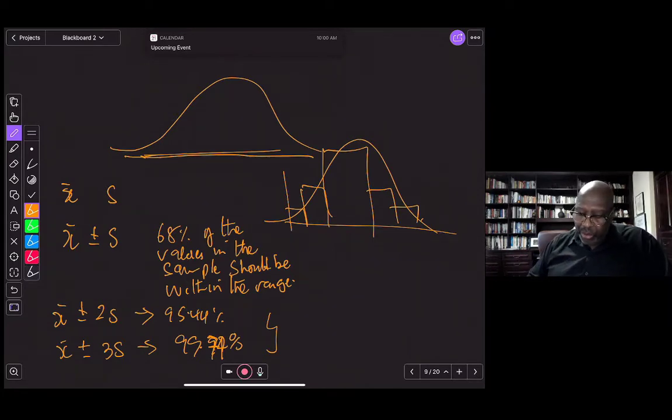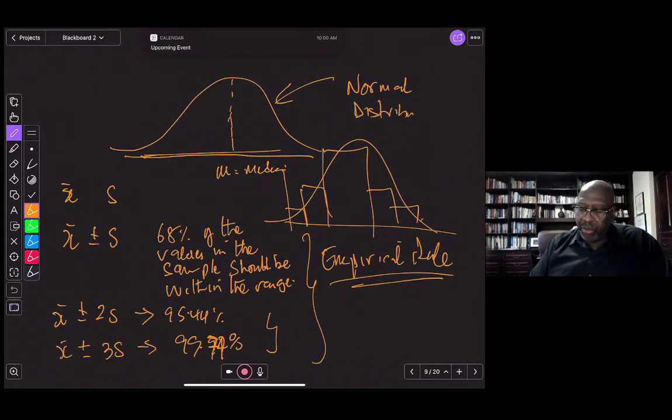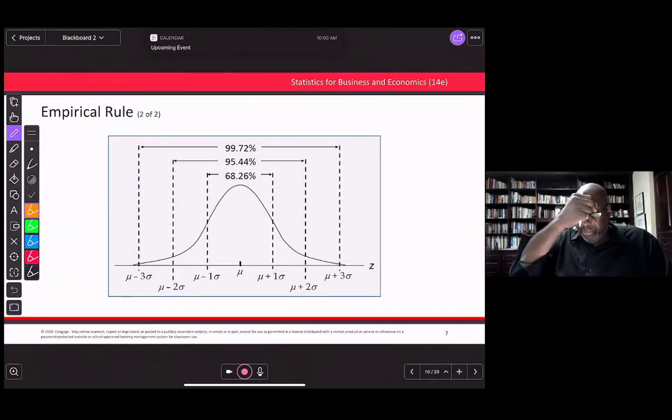All right. So that we call the empirical rule, because it helps us very quickly determine if there's a pretty good chance that the sample data that we have came from a bell-shaped curve, a symmetrical distribution where the mean is equal to the median. And later on we will come to know this in chapter 6 as the normal distribution, right? So here's a summary of it right here.